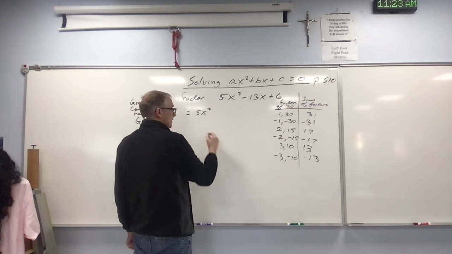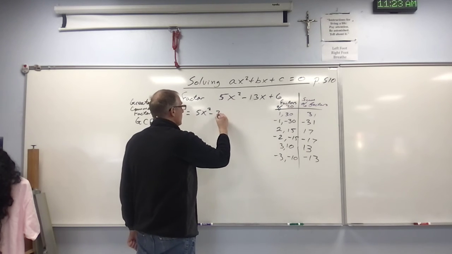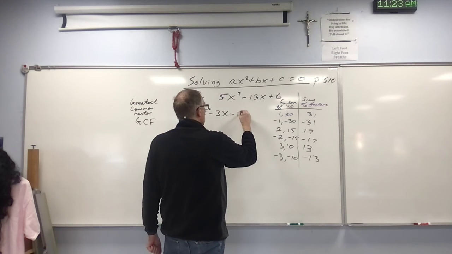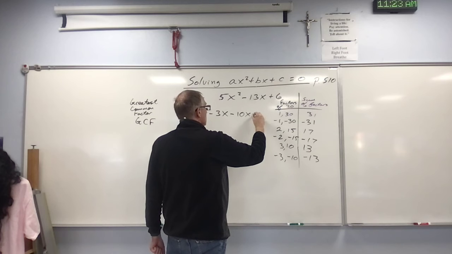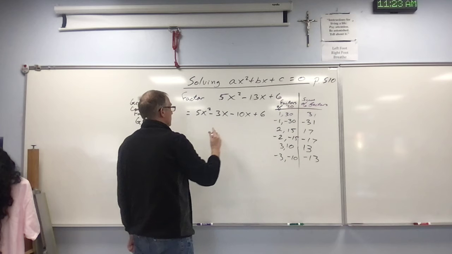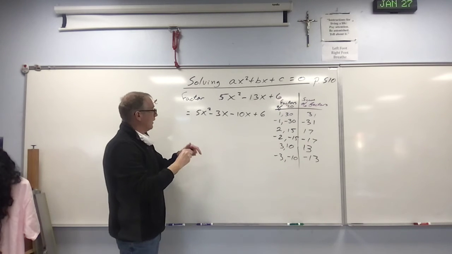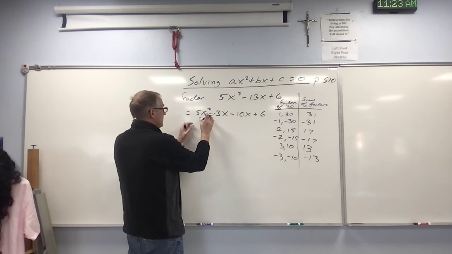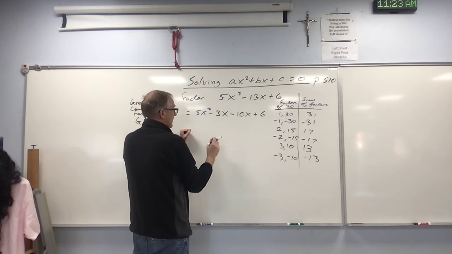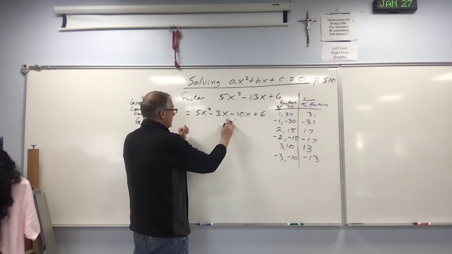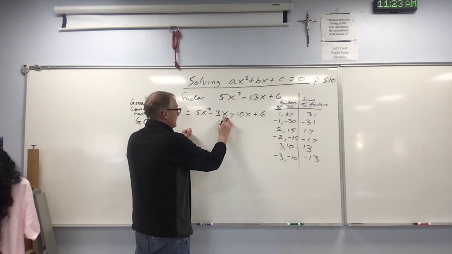So 5x squared minus 3x minus 10x plus 6, because those add up to negative 13. I'm going to rearrange these things so that they have a greatest common factor. I can see that 5x squared and 10x are going to have something in common because of the 5 and the 10 and the x's. 10 is twice 5. Same thing over here with the negative 3x and plus 6.